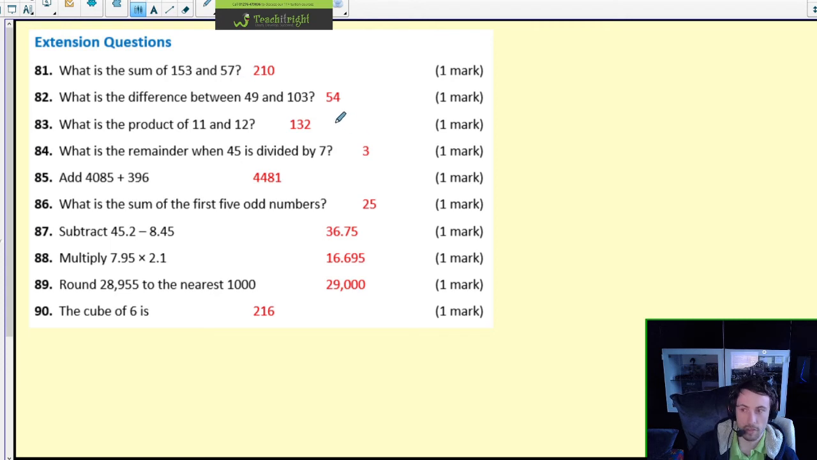What's the difference? We know the difference means subtract. So 103 subtract 49 is 54. What's the product? We know product means times. So 11 times 12 is 132.